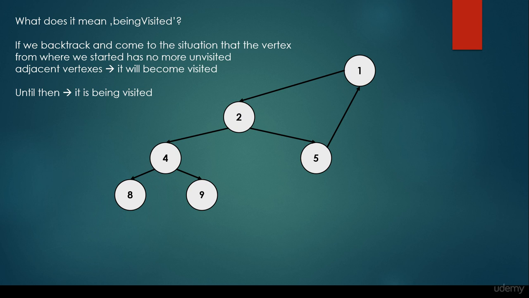By the way, you may pose the question: what does it mean that a vertex is being visited? Okay, if we backtrack and come to the situation that the vertex from where we started, for example, we are going to start from vertex 1, and this vertex has no more unvisited adjacent vertices, then it will become visited. But until then, it is being visited.